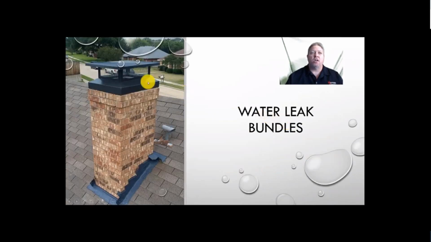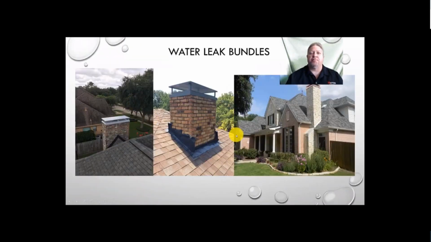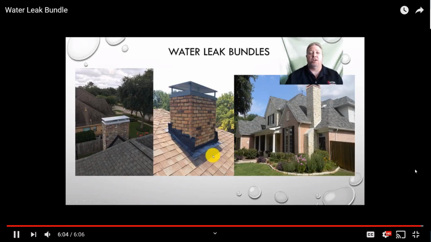So this is our water leak bundle package of what they look like. So, here's the water, here's the flash seal. We waterproof this. You can see on here there's the mortar crown and the crown coat. Here's some more examples of some other ones. So with that all said, that's how we're going to protect your chimney.